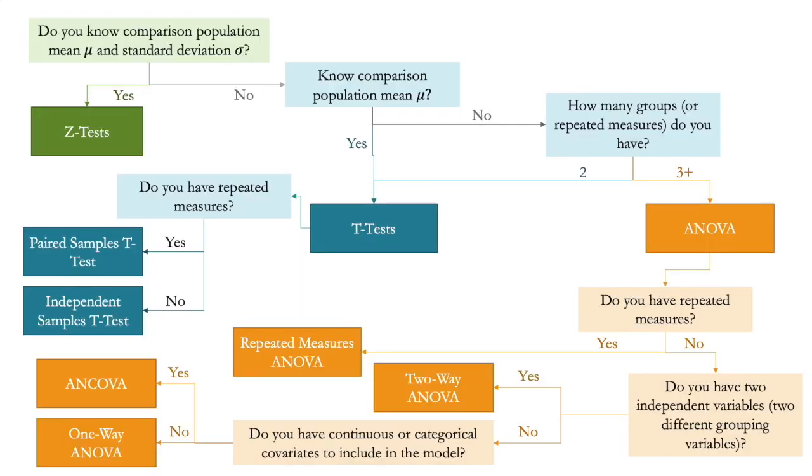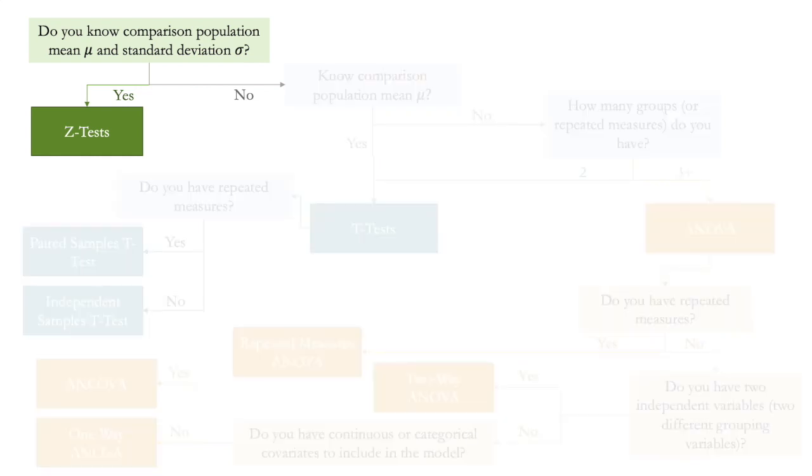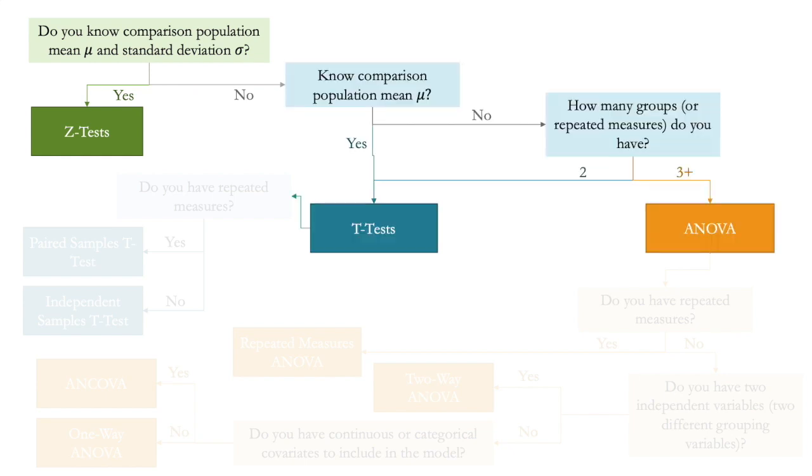We've learned several different tests at this point, so I made this diagram to try to help us keep it straight where to go. We're going to walk through each part, and then at the bottom all the orange is ANOVA, and we're going to talk about those. So the first thing we learned about was z-tests, and the question is, do you know comparison population mean and standard deviation? If yes, then do a z-test. If no, which is very common, then do we know the comparison population mean? And if so, then we just do a regular t-test, a single sample t-test.